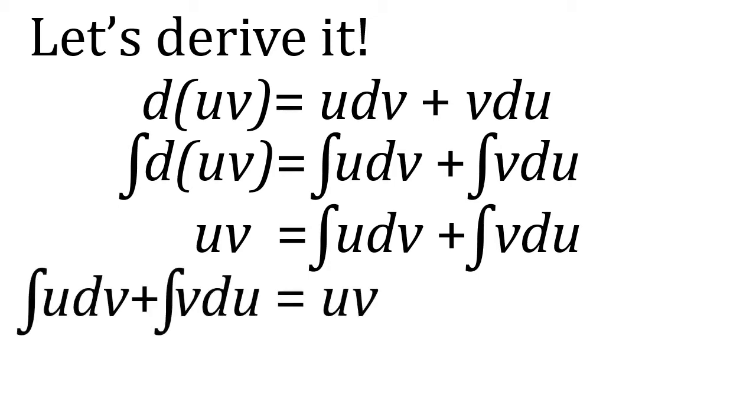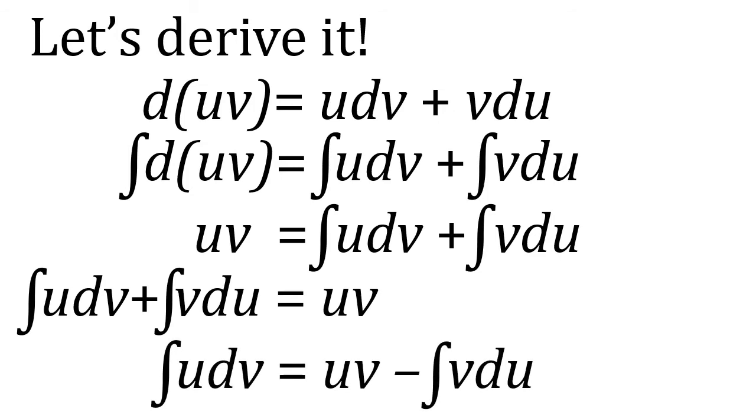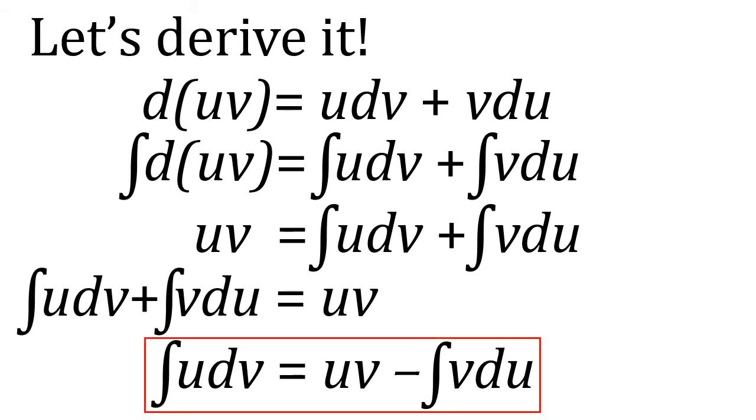And then, interchange terms by the symmetric property of equality, it will become the integral of u dv plus the integral of v du equals uv. And then apply transposition. So now we have the integral of u dv equals uv minus the integral of v du. That will be our formula for integration by parts. So our formula for integration by parts was derived from the product rule for differentiation.